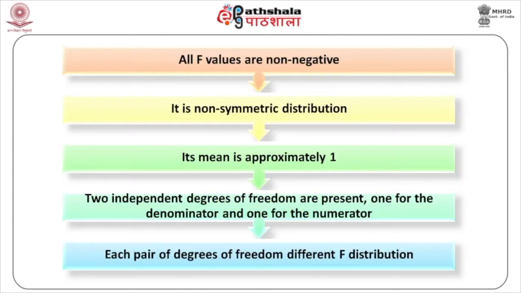Some of the properties of the F distribution are that, first, all F values are non-negative. Second, it is a non-symmetric distribution. Third, its mean is approximately 1. Fourth, two independent degrees of freedom are present, one for the denominator and one for the numerator. Fifth, each pair of degrees of freedom has a different F distribution.